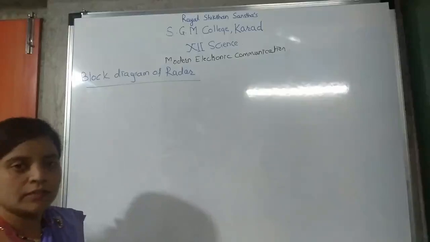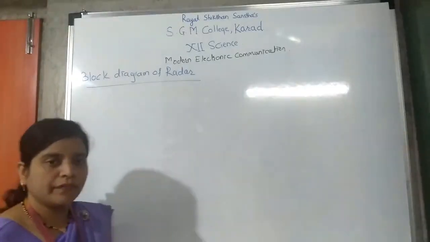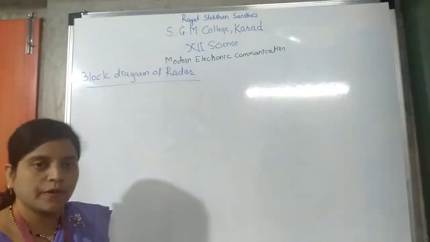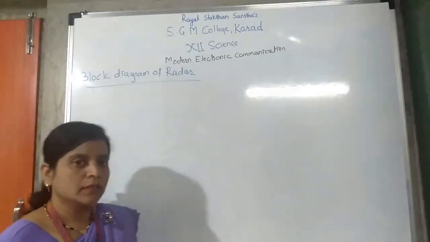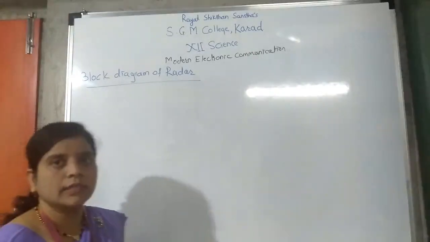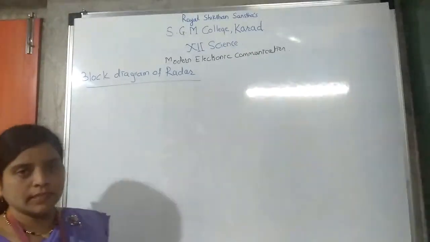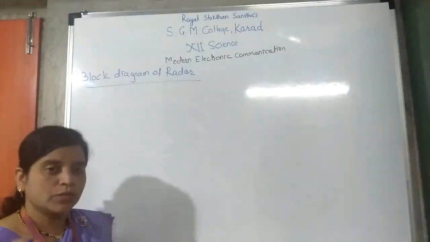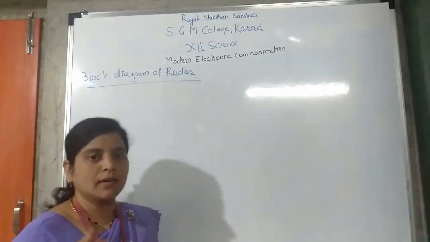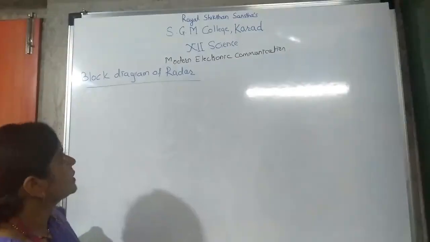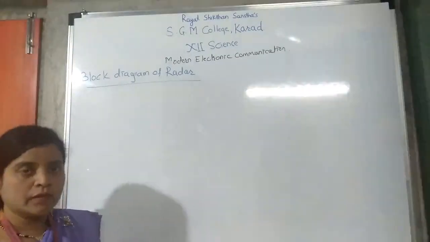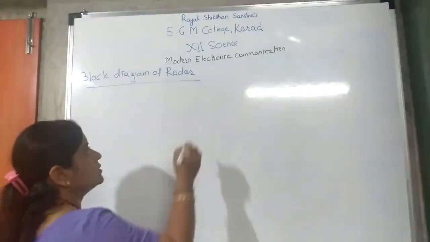In the last lecture, we saw the concept of radar, continuous wave and pulse wave. Today we are going to see the block diagram of pulse radar and its working. Actually, what is the working of the pulse radar? Today we are going to see the block diagram of pulse radar and its working.